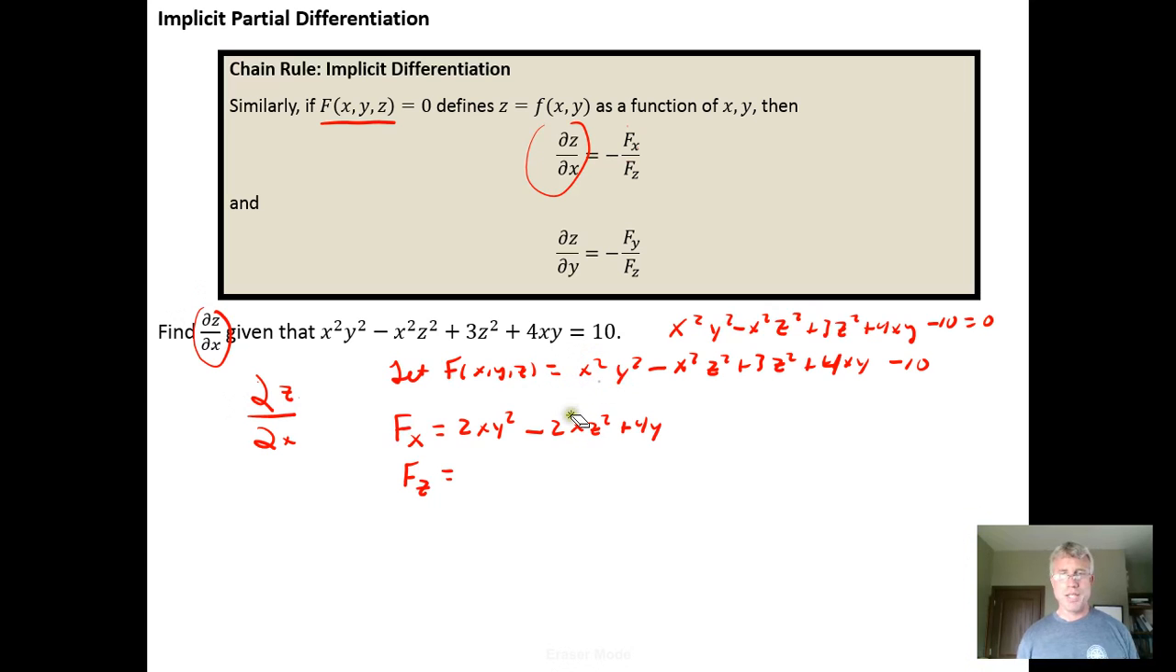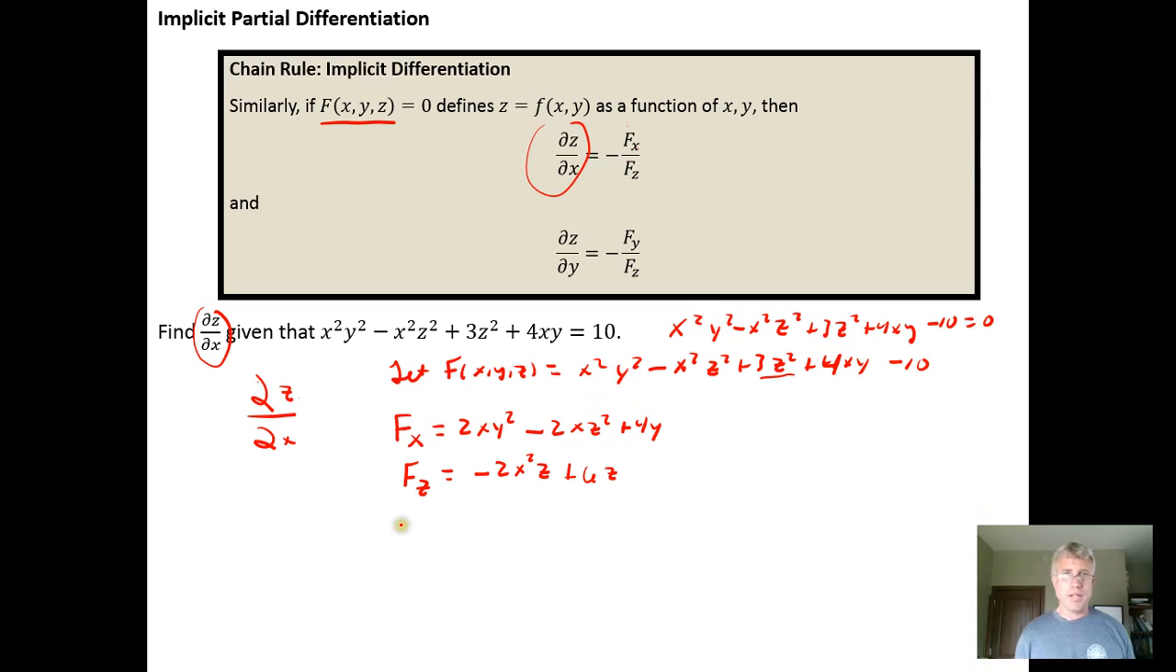Then we calculate f sub z, the partial derivative of our function big F with respect to z. The derivative of x squared y squared with respect to z is 0 because both x and y are held constant when we take a derivative with respect to z. Here I'm going to get minus x squared is just a constant, and that 2 on the z squared is going to come down into a coefficient position. So I'm going to get 2x squared z. The 3z squared is going to give me a plus 6z, and the derivative of 4xy is 0 with respect to z, and the derivative of minus 10 is 0 with respect to z.